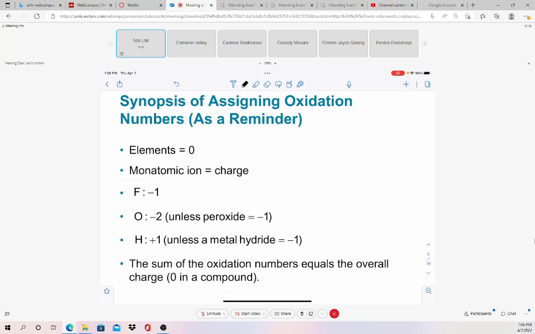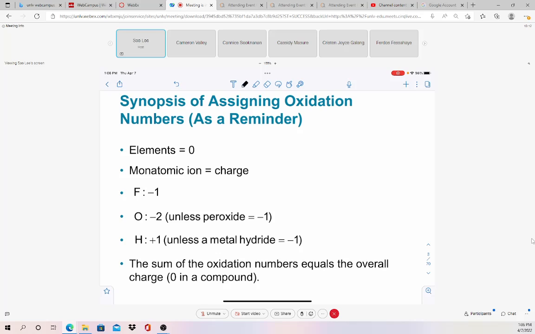So the first rule is that any atoms in their elemental form has oxidation number of 0. Any element that is by itself, any element that is not combined with any other element will have oxidation number of 0. It doesn't really matter how many atoms of that element you have, but as long as you only have that single element, the oxidation number will be 0.